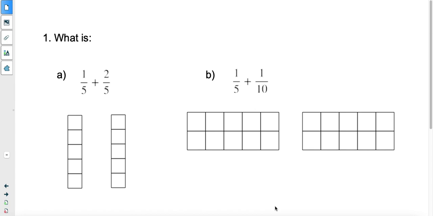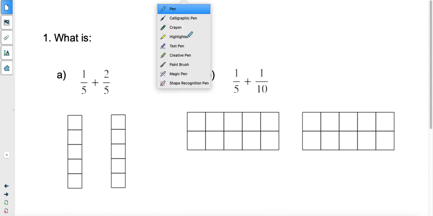Hi everyone. In this video, we're going to be looking at adding or subtracting fractions. So, let's say we want to add 1 over 5 plus 2 over 5. To help us visualize this, let's draw this out.